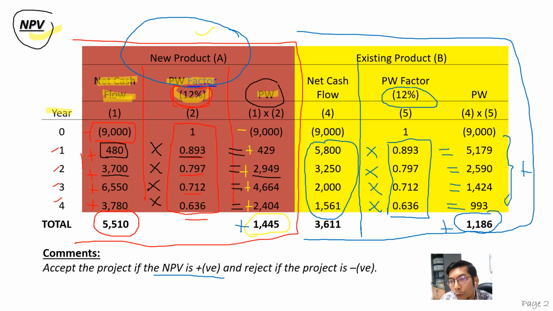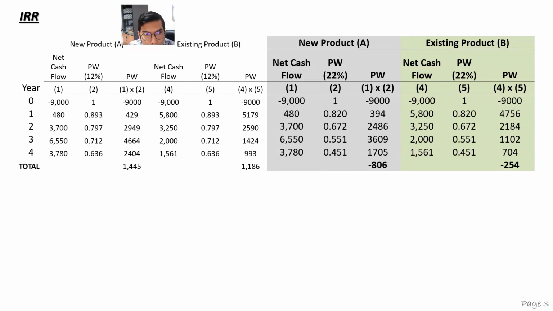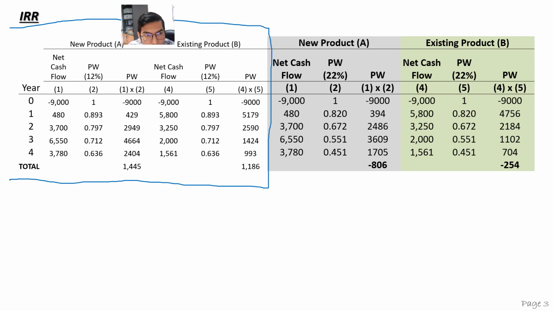So you need to support it with another technique. In this case, we can try it using IRR. Okay, internal rate of return. So IRR, same process. Okay, this one we just calculated just now using NPV. Okay, settle, no problem with that. The next one, when we talk about IRR, we're going to apply what we call the try and error concept for the PW factor here.